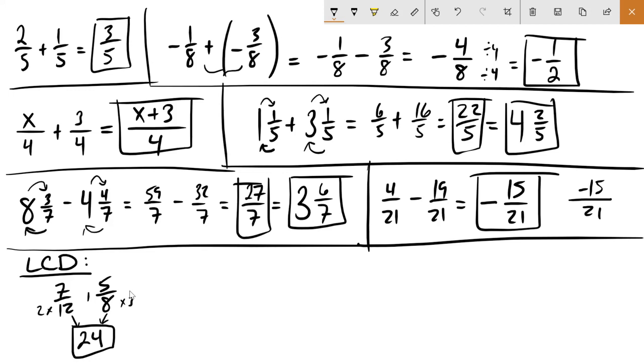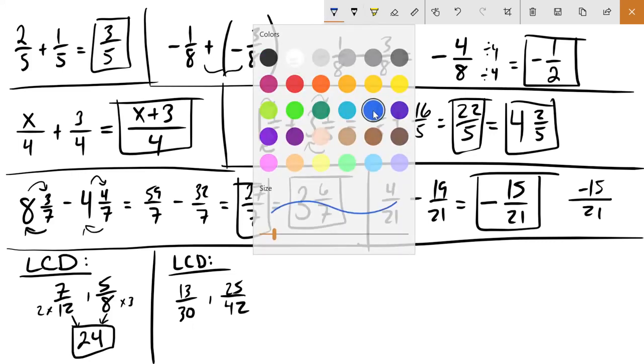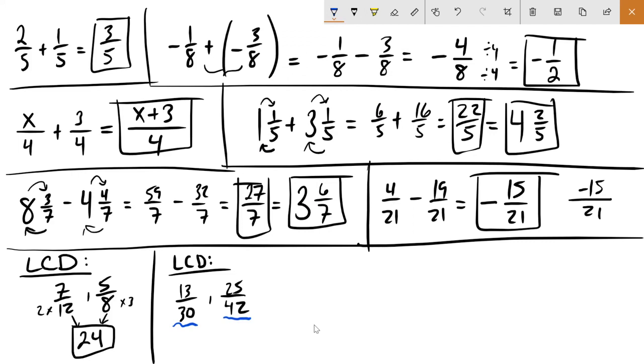If they're pretty straightforward, it's not too hard to figure it out, but sometimes they can be pretty complicated. Like the next one I gave you was 13 over 30 and 25 over 42. So if I'm trying to find the LCD between 30 and 42, that could take a while because 42 is a big number and 30 is a big number, and we could go up by multiples of 42 if you wanted, but what's the strategy we can fall back on for bigger numbers like this? We can go back to our factor trees to get the least common denominator.